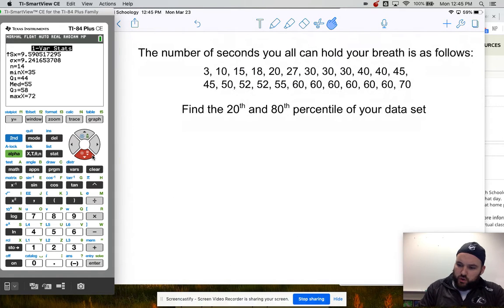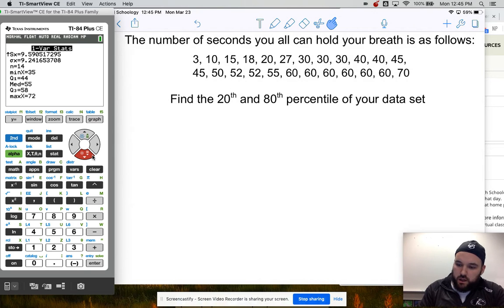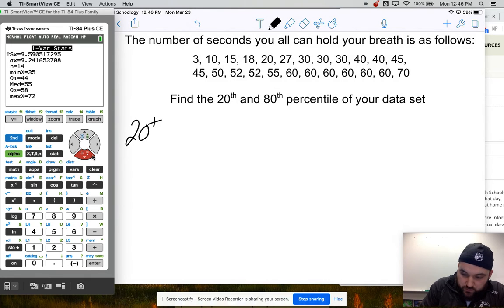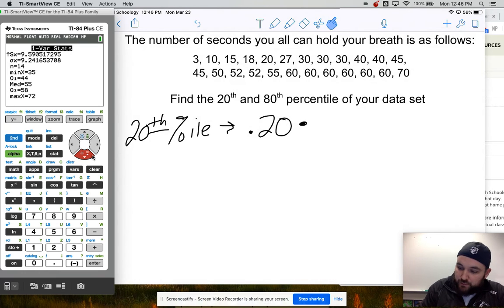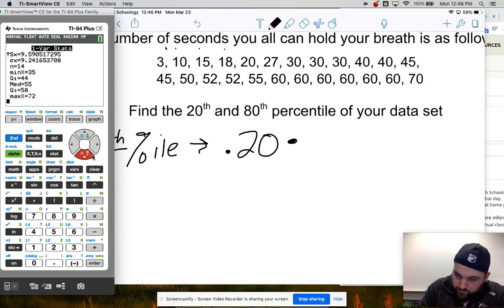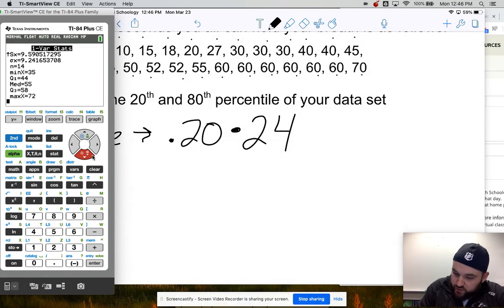Okay. So I'm just going to show a couple of quick examples of how to determine a percentile, and then we'll wrap up chapter 11. The number of seconds you can hold your breath is as follows. This was actual class data that I used from a previous class. I want to find the 20th percentile of that data set. To find it, I need to first change the percentage into a decimal. So the 20th percentile, or 20%, is 0.20. Then I'm going to multiply by the number of data points in this list. Counting them, I get 24 data points. So I'm going to do 0.20 times 24, and that gives me 4.8.